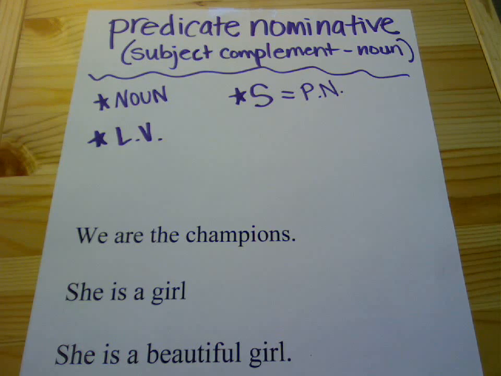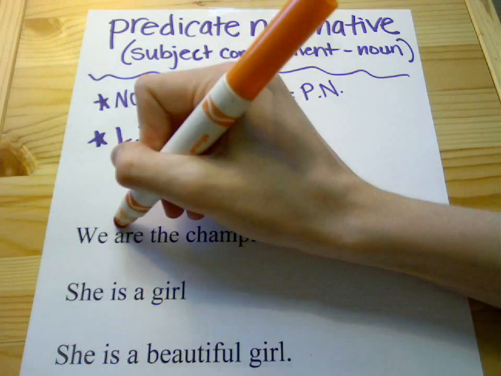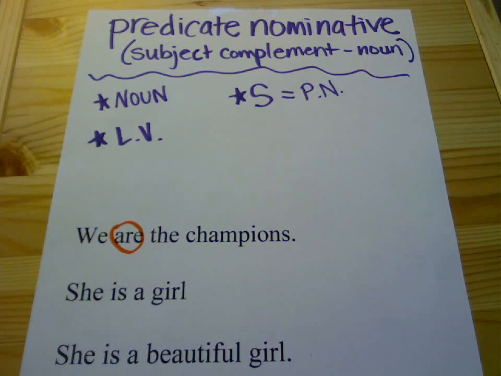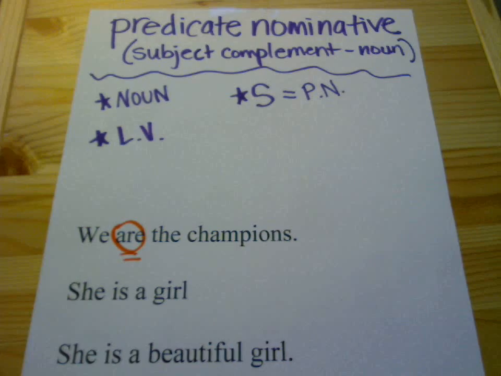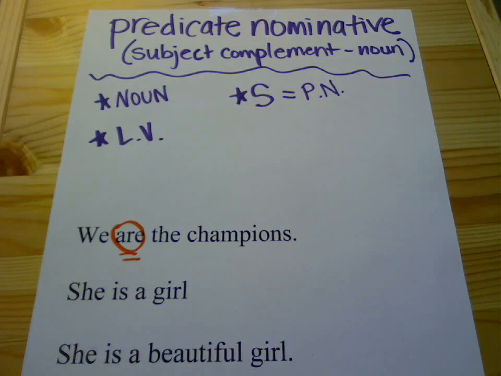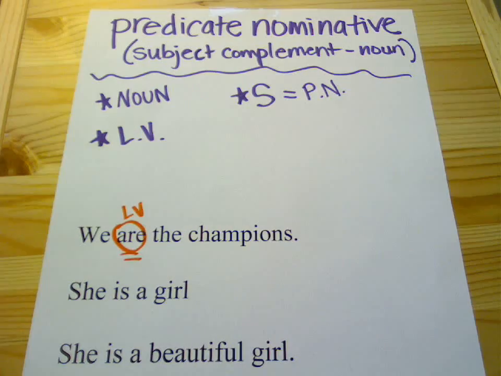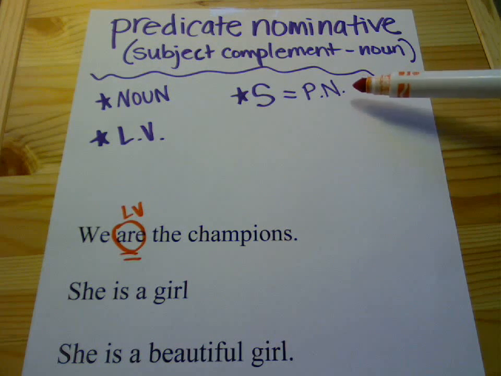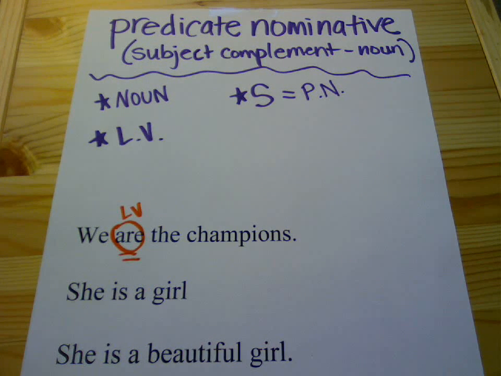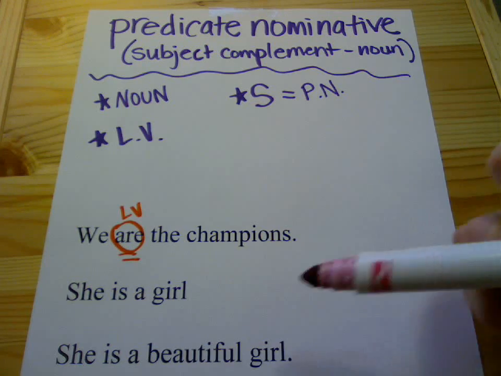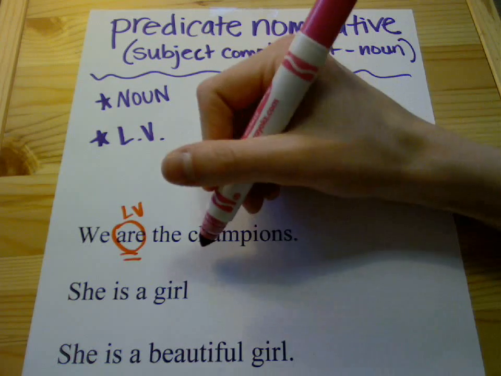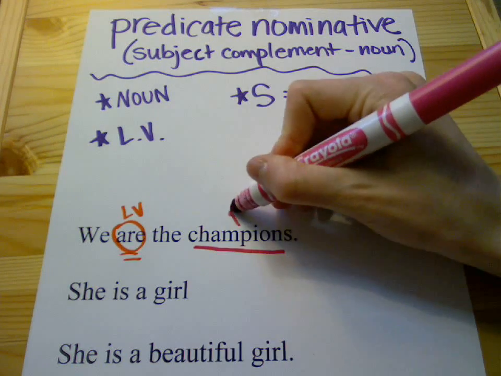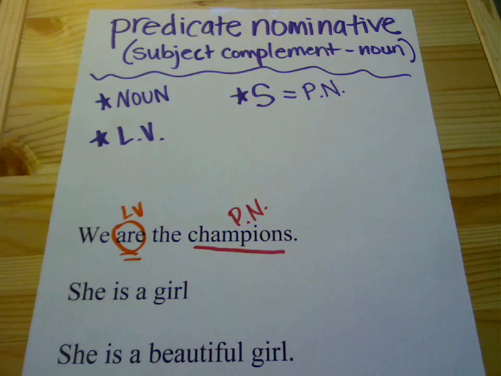Like we always want to do, we're going to circle our verb first. So here our verb is are. We are the champions. Now, is that an action verb or a linking verb? Let's see. Can we replace it with an equal sign? We equal the champions? Yes, we can. So this is a linking verb. Now, let's use this formula here. Subject equals predicate nominative. Our subject is we. We equal champions. That means champions is the predicate nominative in that sentence.